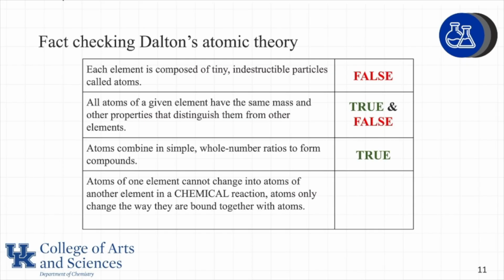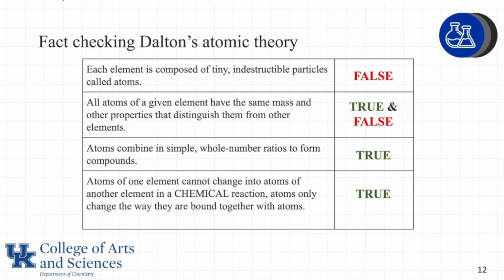Atoms of one element cannot change into atoms of another element in a chemical reaction. Atoms only change the way they are bound together with other atoms. And this one is true. Note that we did clarify that we're talking about a chemical reaction, and we see rearrangements and different bondings, breaking bonds and making bonds, but all the atoms that are there at the beginning of a reaction are there at the end. They've changed form, they may change phase, but they're still there.